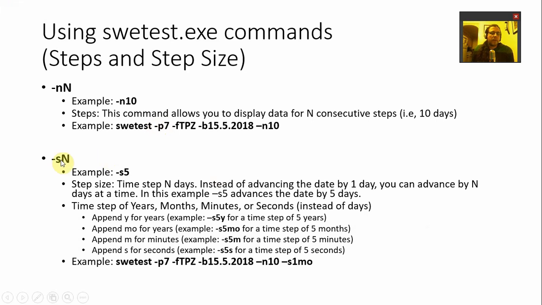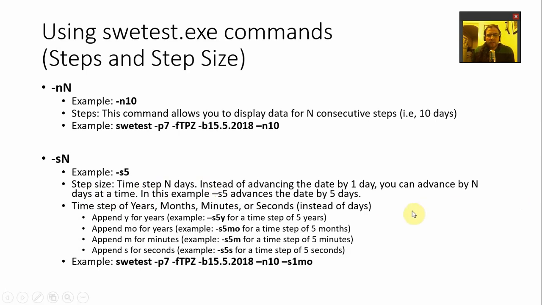Next thing we're going to look at is the step size. So this is given by -s and then any number. For example, -s5. So the step size time steps n days. So instead of advancing the date by 1 day, you can advance by n days at a time. In this example, -s5 advances the date by 5 days.